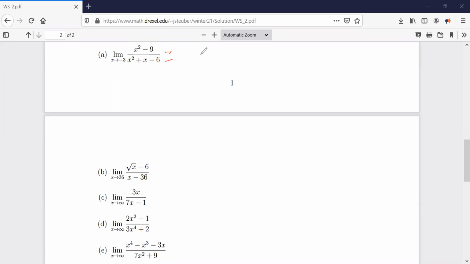So instead, I have to work some magic first by factoring. How am I going to factor the top? Difference of two squares, right? X minus 3, x plus 3. Exactly. And the bottom? X plus 3, x minus 2. Yes, exactly.